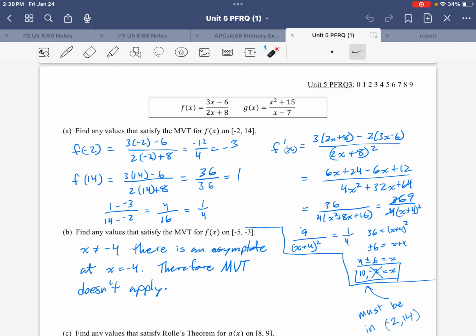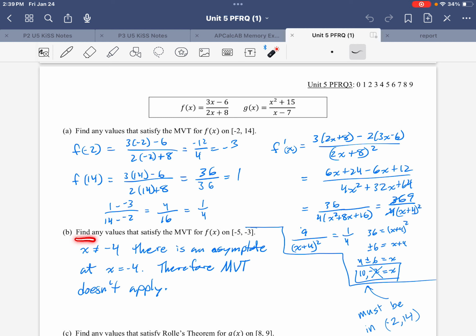But -2 can't work because it has to be inside the interval, not one of the endpoints. I know it says included right here, but it doesn't work. It can't be an endpoint. It has to be inside the interval. Okay, so your answer for that one is 10.